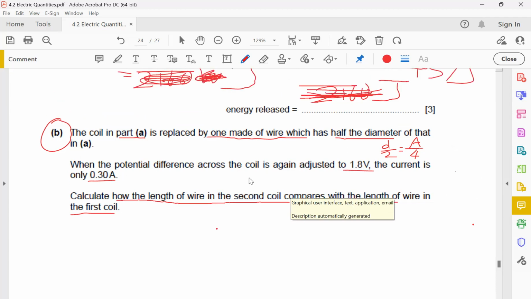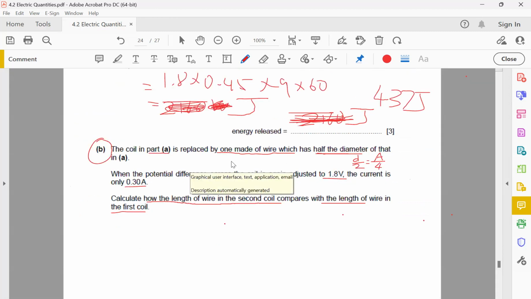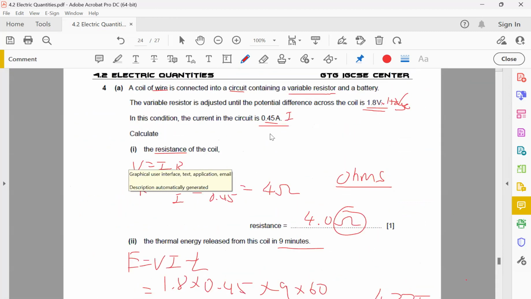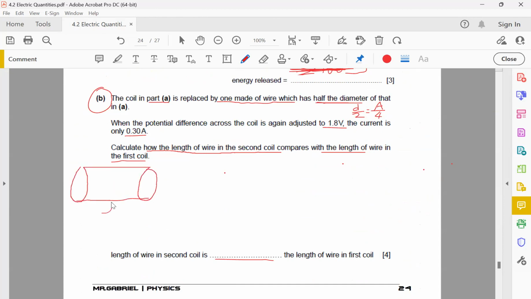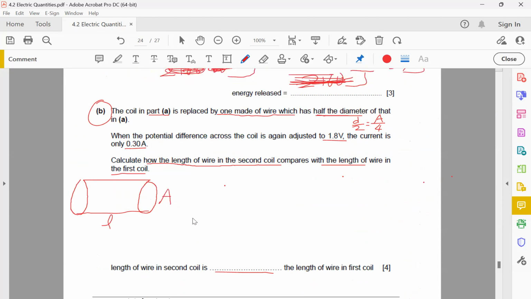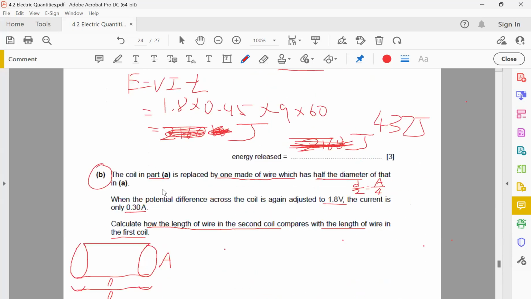Let's dissect it one part at a time. It says that right now the coil in part A is replaced by the other one, which is half the diameter, right? So let's assume that this wire here, I don't know how long it is and how big the area is, but if I were to draw it out in terms of illustration, let's say that initially it has a length and area. This is the baseline. And then I fed it with 1.8 volts and 0.45 amperes.